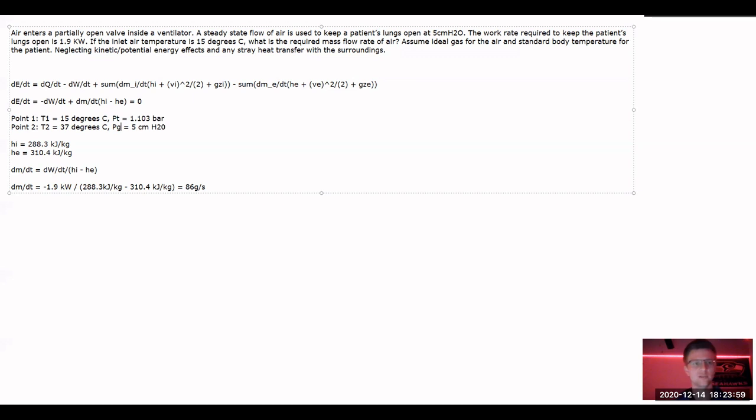Also, the pressure difference between the atmosphere and the patient's lungs is very small. 5 centimeters of water works out to 4.9 times 10 to the negative 3 bar, which would only affect our answer by a very small amount, even if we were to include it.